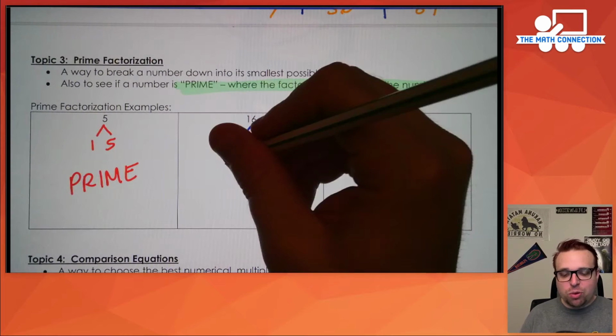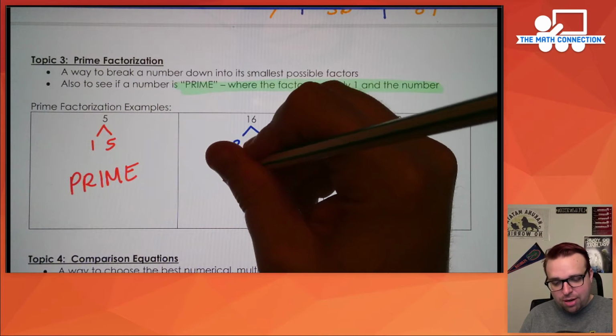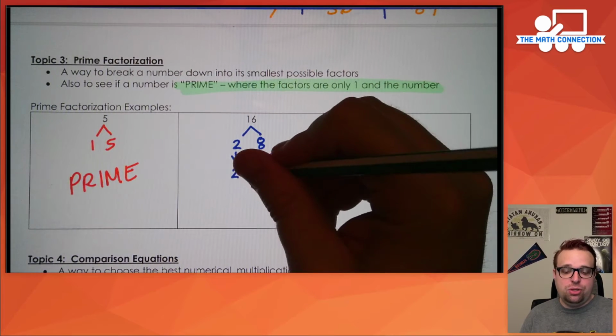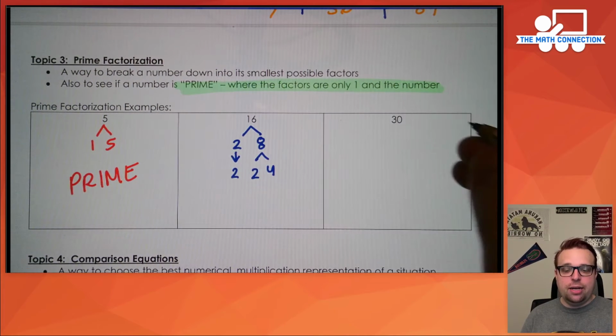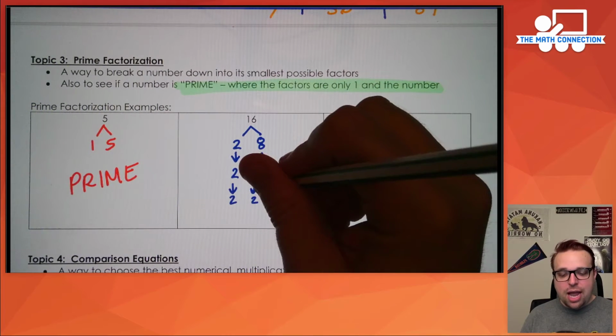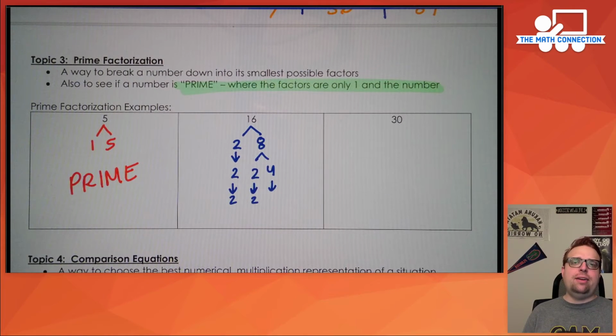So since 2 is prime, we're just going to do a down arrow and put a 2. But 8 breaks apart into two numbers. Let's do 2 and 4. So 2 stays, this 2 stays, and 4. What does 4 break down into? If 4 was prime, we would stop here, but it's not.